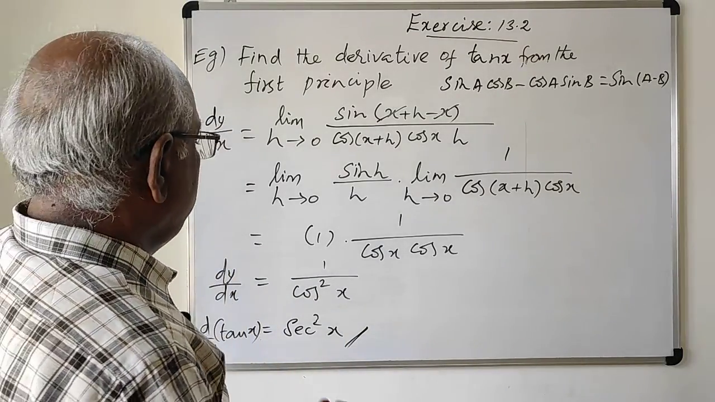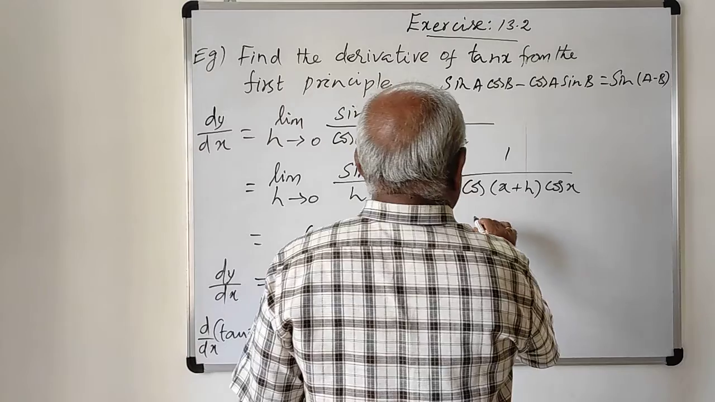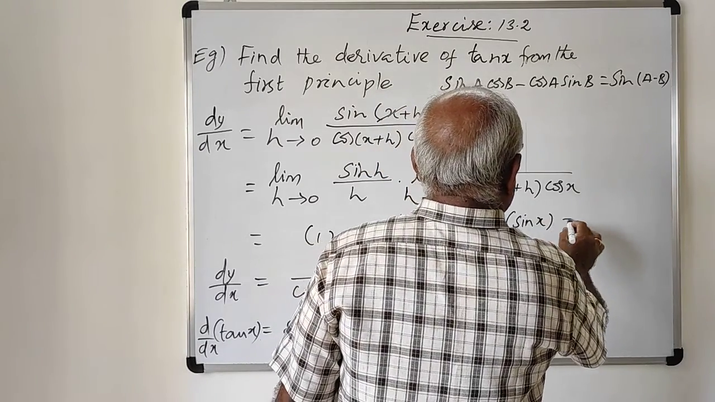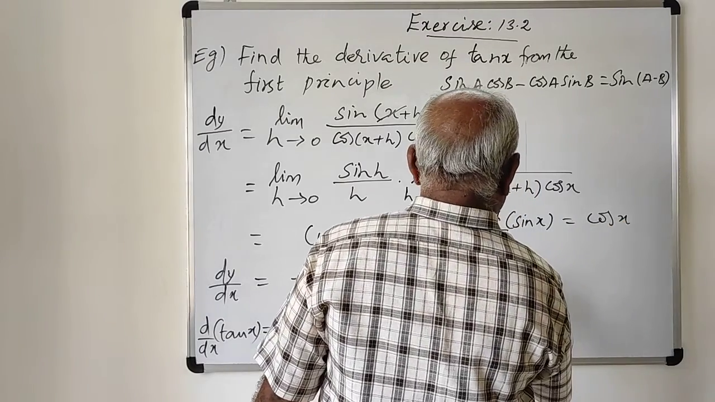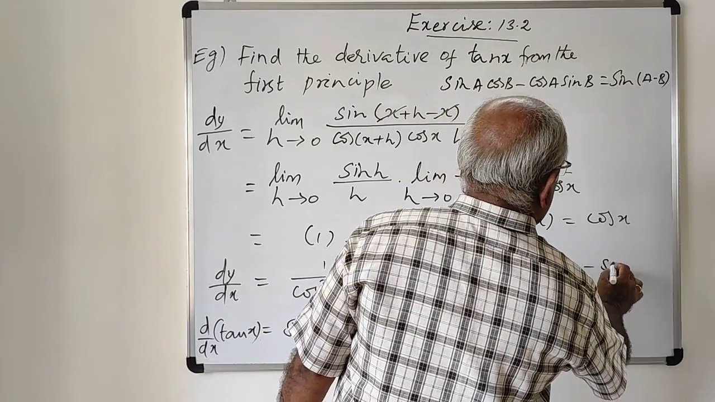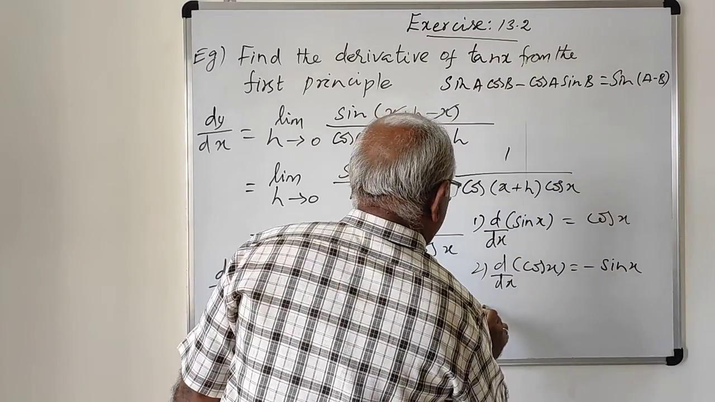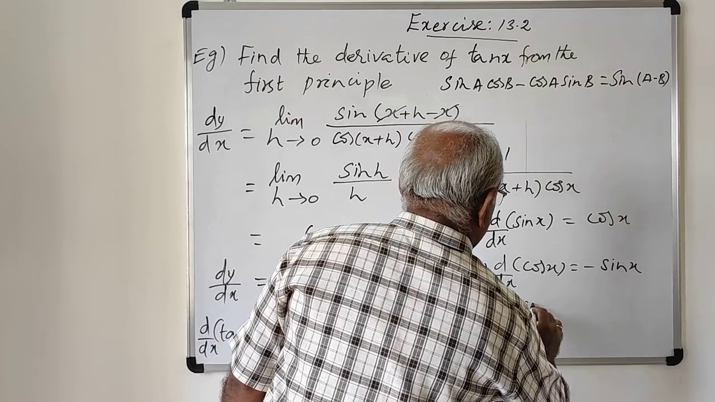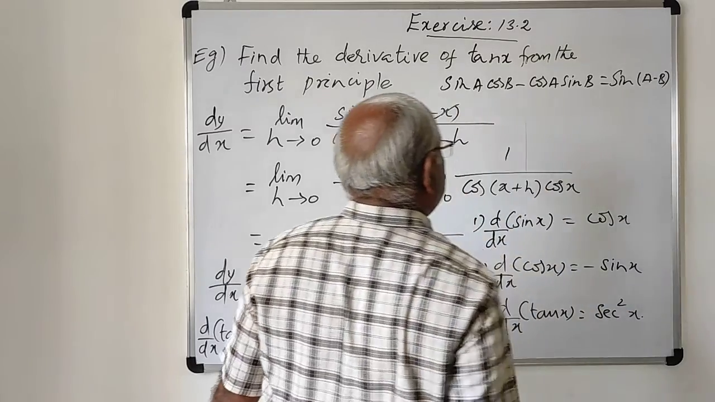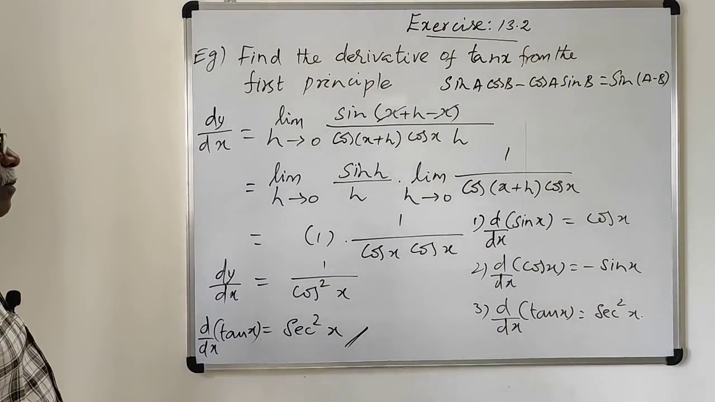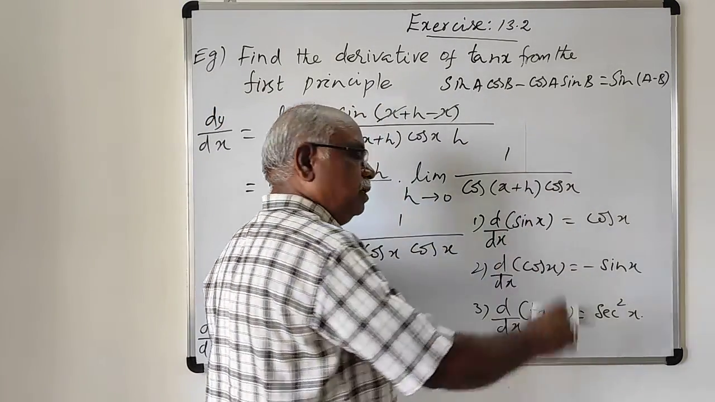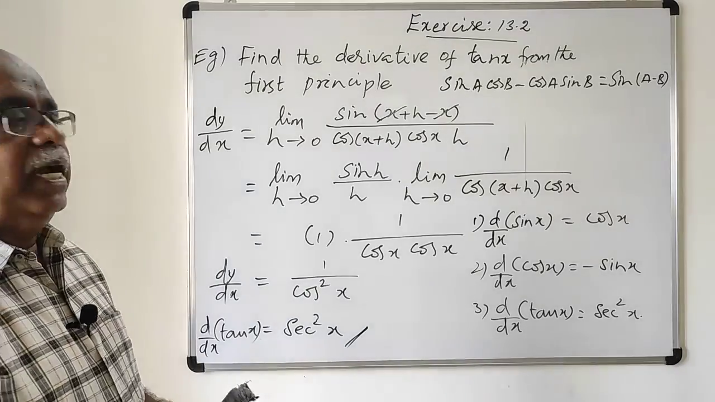Now we have derived three results. One, d by dx of sin x is cos x, and two, d by dx of cos x is minus sin x. Just we have seen. Third one, the derivative of tan x is secant square x. So using this idea, I am going to differentiate another three trigonometric results, that is cosecant, secant, cot. The reciprocals of sine, cos and tan I am going to find out.